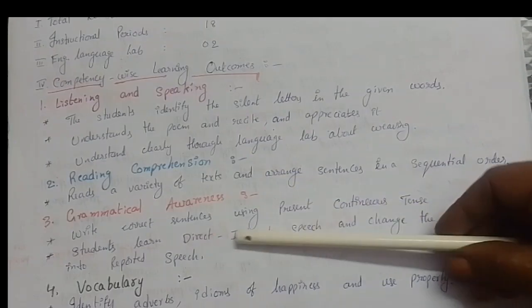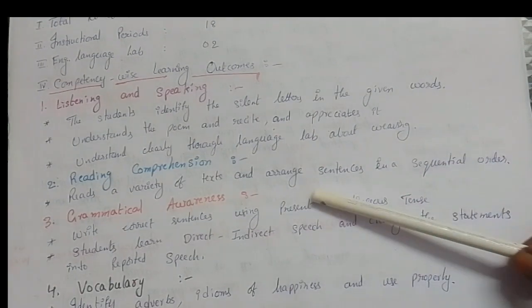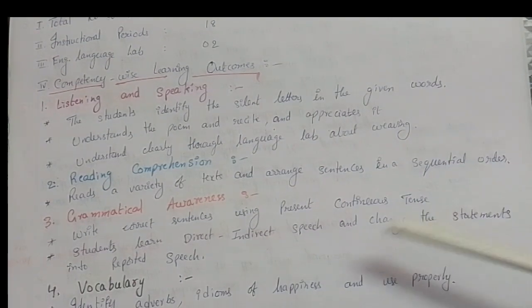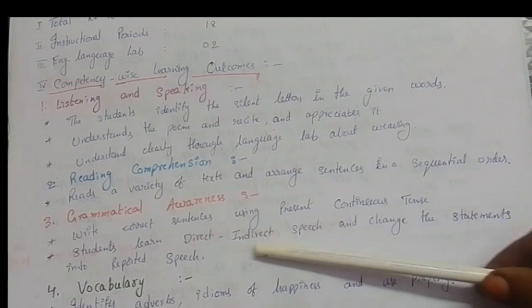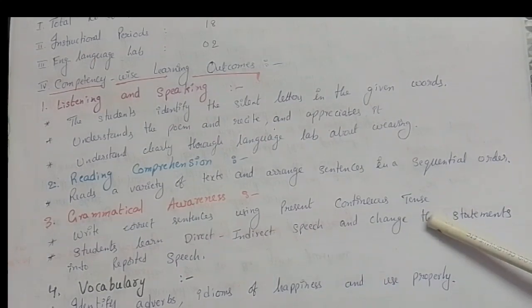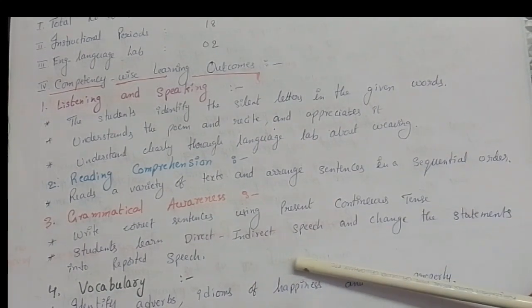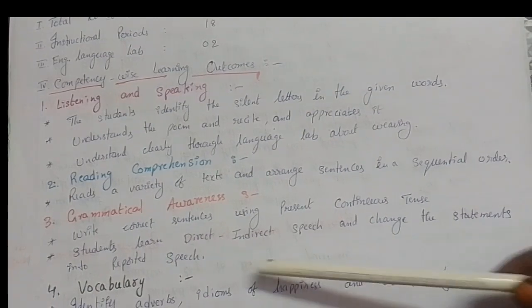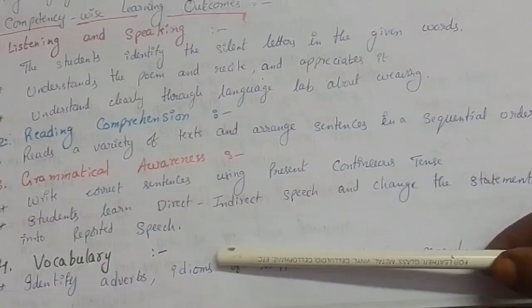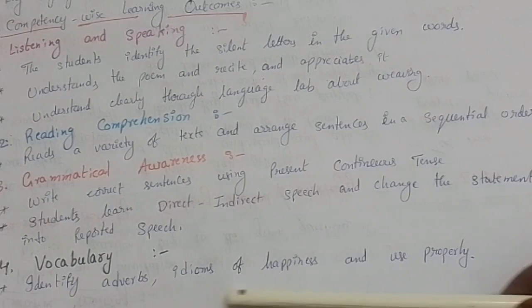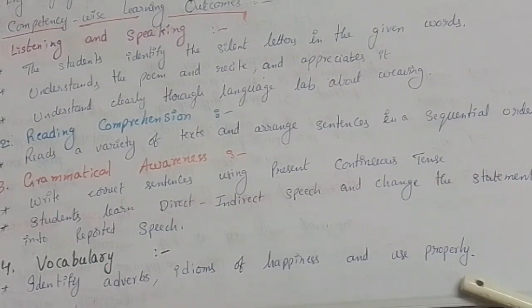Reading comprehension: the student reads a variety of texts and arranges sentences in sequential order. Grammatical awareness: write correct sentences using present continuous tense. Students learn direct and indirect speech and change statements into reported speech. Vocabulary: students identify adverbs and idioms of happiness and use them properly.